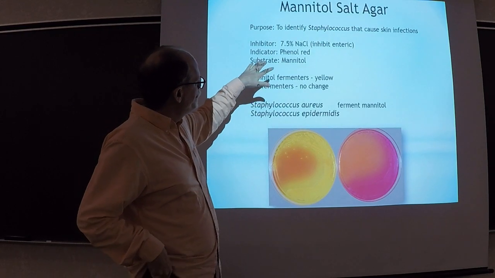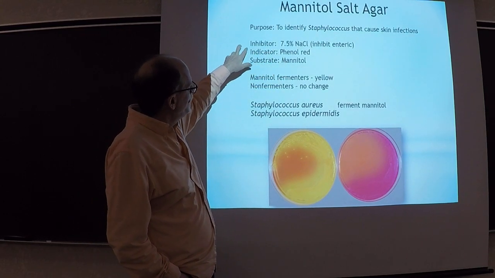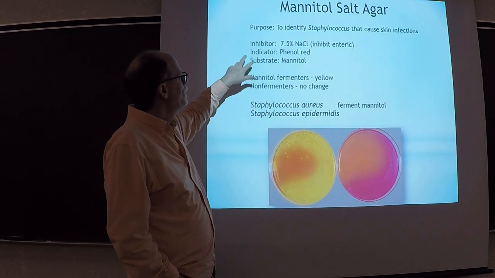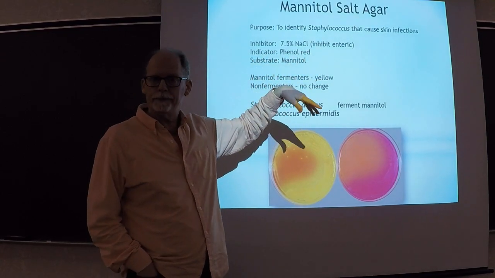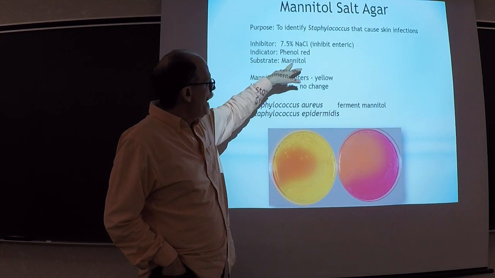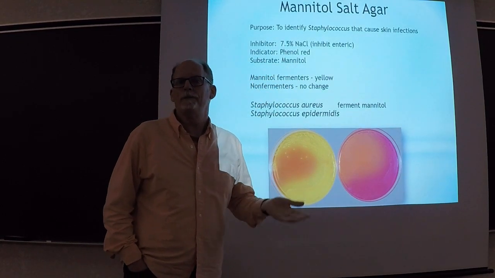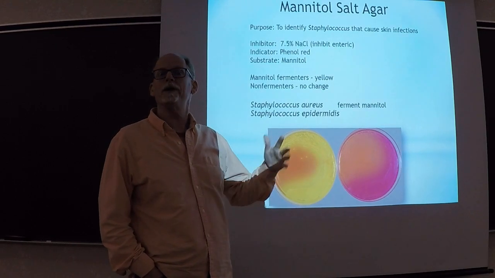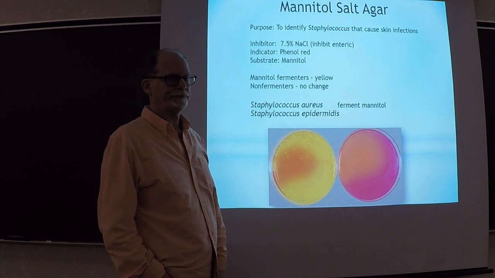Then in complete sentences, you'd say in the mannitol salt media, the inhibitor is sodium chloride. The indicator used is phenol red. It asks, does mannitol become fermented, right? That's why the mannitol is in the media. That's why you call it mannitol salt agar.